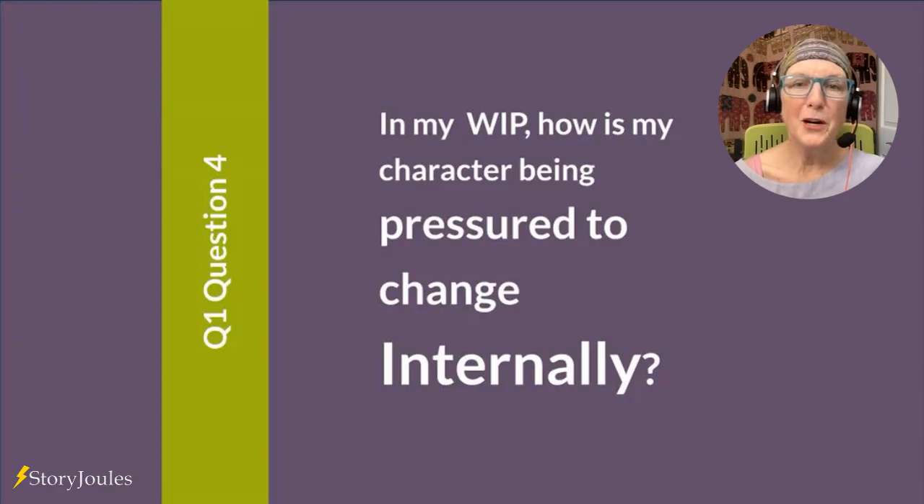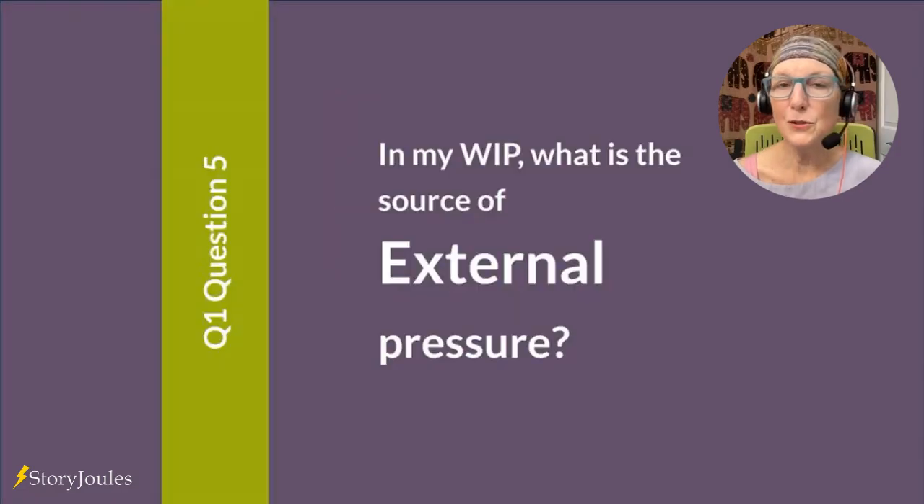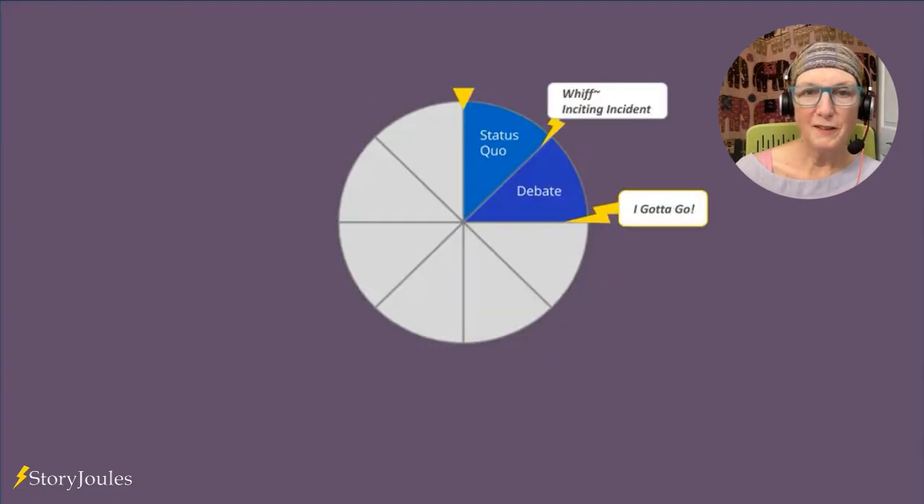Next question. In my work in progress, how is my character being pressured to change internally? So the pressure comes from the order and chaos dimension, and you could say, yes, it's an action movie. There's life and death at stake here, but the action is really pressured from society and who has power in that society and how they use it or how they abuse it. So that's what's applying the pressure for the internal change. Back to your story. In my work in progress, what's the source of external pressure?